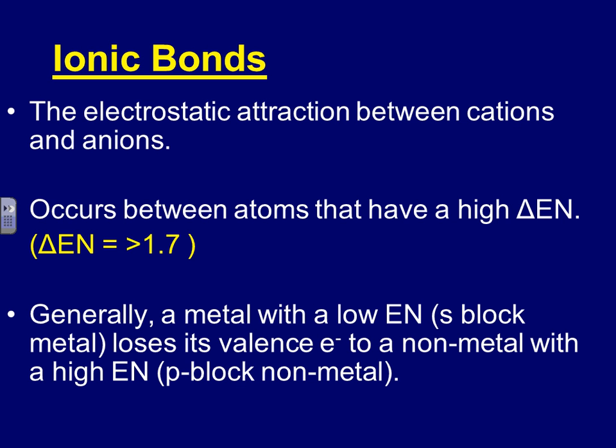We had our bonding continuum from 0 to 0.2. We called it nonpolar. From 0.2 to 1.7, we called it a polar covalent bond, and anything with a delta EN greater than 1.7, we called that an ionic bond. Complete transfer.